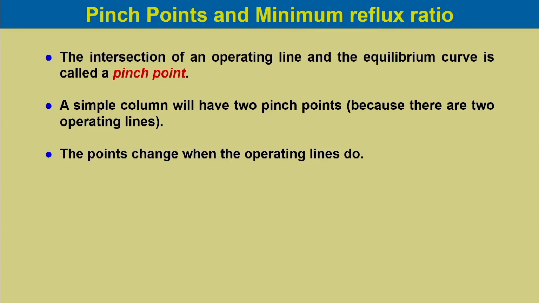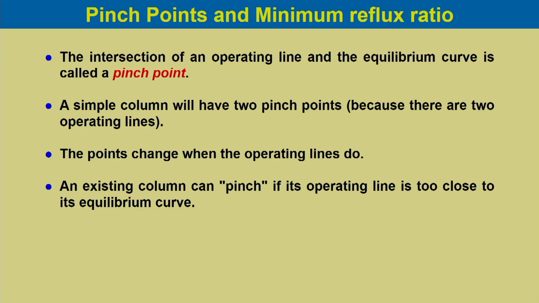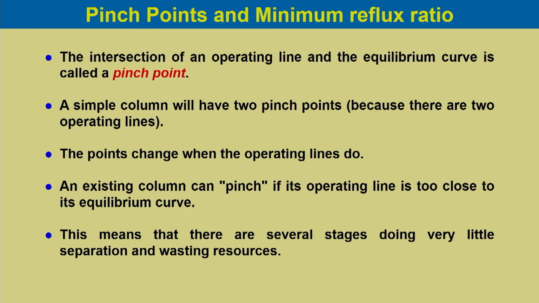These points can change when the operating lines change. So, if we change the operating lines, this pinch point would change. Now, an existing column can pinch if its operating line is too close to the equilibrium curve. This means that there are several stages doing very little separation and wasting resources.